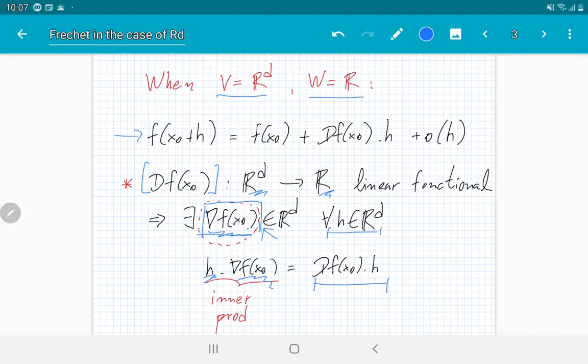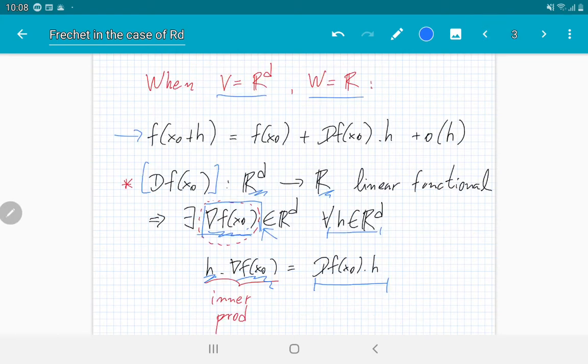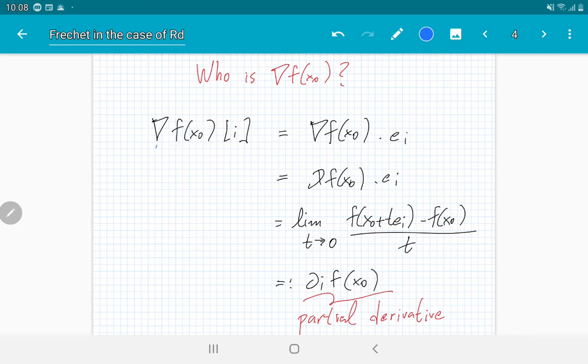And I've already let the cat out of the bag. So I've already said it's a gradient. So how do we know it's a gradient? Right? Well, how do we compute the coordinates? So we have this mysterious vector, right? So how do we compute its coordinates? So all we know is that its inner product with fixed vectors h is related to this linear transformation. So let's use that knowledge. So the ith coordinate of this mysterious vector is just its inner product with the ith canonical basis vector.